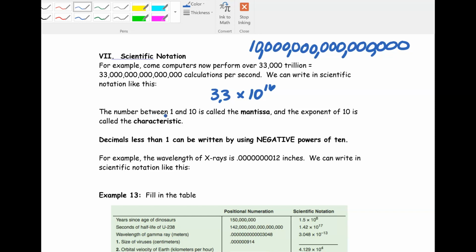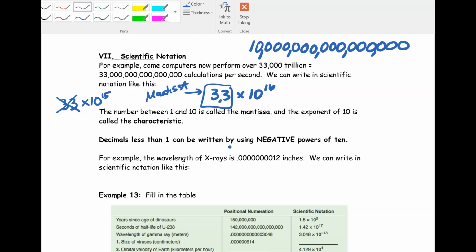This number is called the mantissa, and it has to be between 1 and 10. That's why I decided to do 3.3. It would not have been okay for me to say 33 times 10 to the 15th, even though I would have gotten the same number in the end. 33 is not between 1 and 10. So we always say that the mantissa needs to be between 1 and 10.